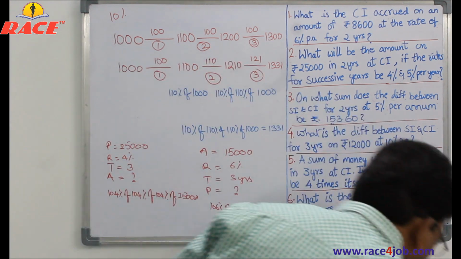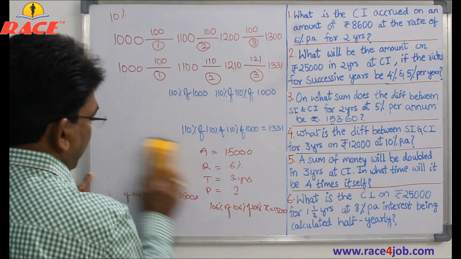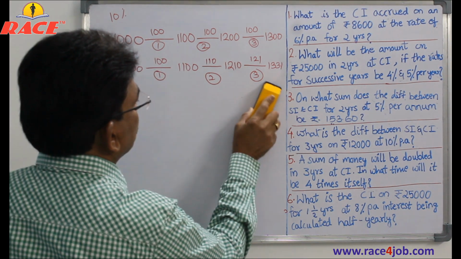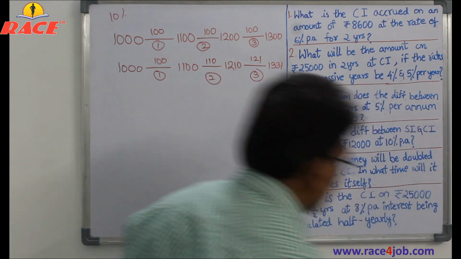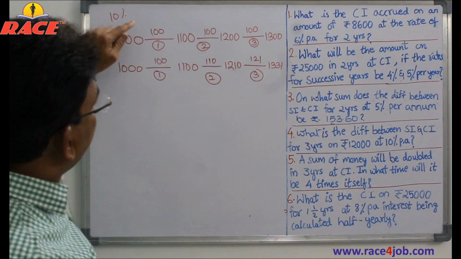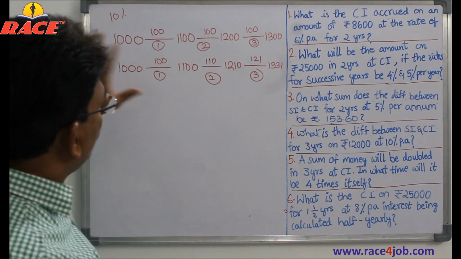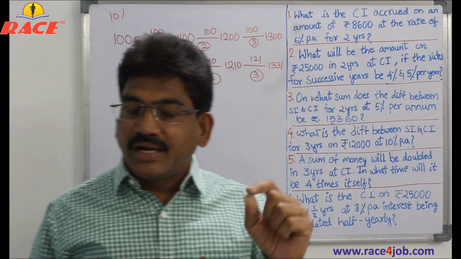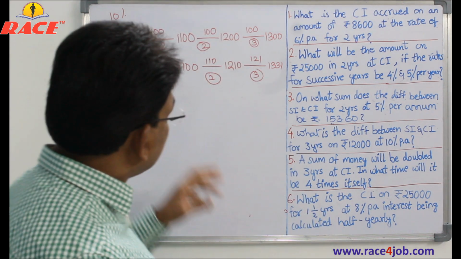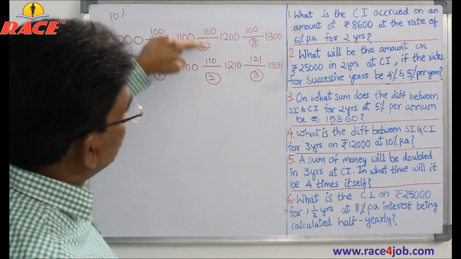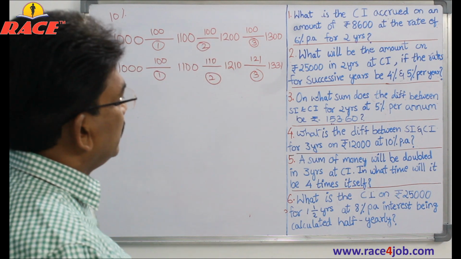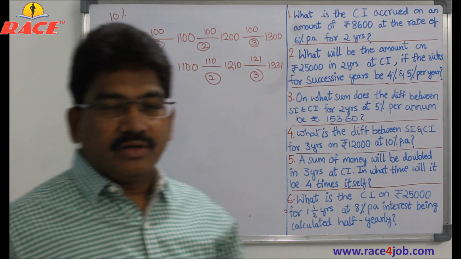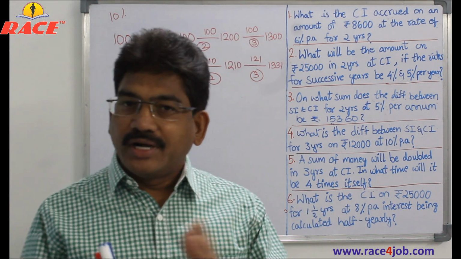And just see here. See, first year simple interest is 100. In this example, compound interest is also 100. That means there is no difference between simple interest and compound interest. But from the second year onwards, you can observe there is a difference between simple interest and compound interest. It keeps on increasing. Generally, how to find out the difference between simple interest and compound interest?